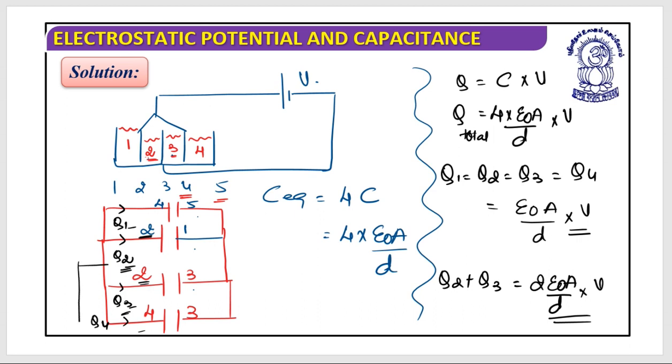But one more thing: this is your battery. This is the positive terminal, this is the negative terminal. So if you calculate the charge on the 5th plate, the 1st plate, or the 3rd plate, it would be negative, because it has been connected with the negative polarity of the battery. Please keep this in mind and do it. I'm sure that you will be able to do this.